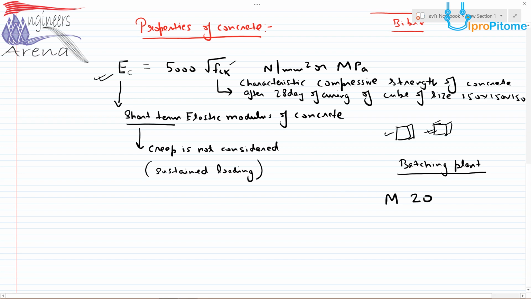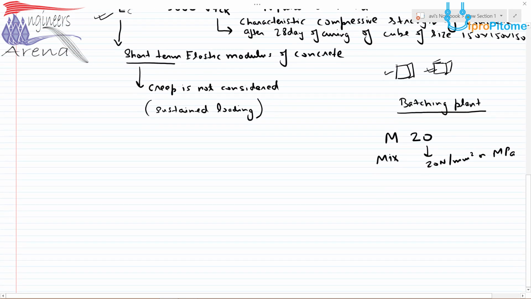For example, if you are making M20, what does that mean? M is mix, and 20 is 20 Newton per mm square or MPa. This is its FCK value. Suppose we want to make M20 concrete, and its proportion you must be knowing, 1:2, 1:3, is cement, sand and aggregate.